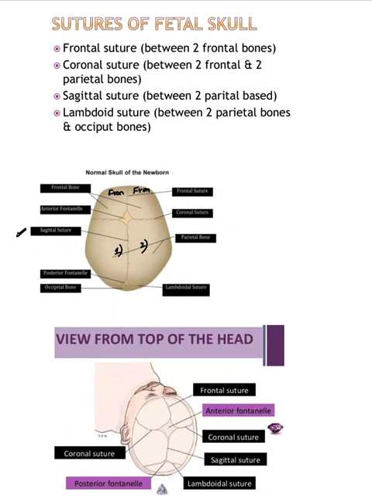Now you can see a diamond shape area that is between the frontal suture, the coronal suture, and the sagittal suture. This diamond shape area is formed by the fusion of 4 sutures. It is known as the anterior fontanelle, or also the bregma. Now coming on to the posterior fontanelle.